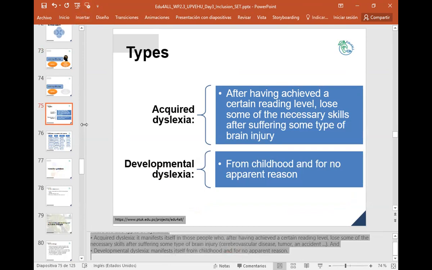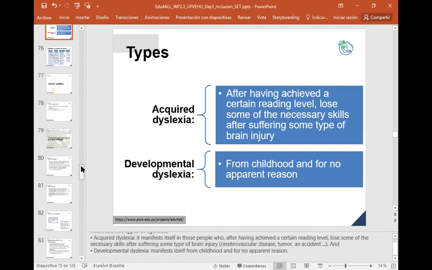There are two types of dyslexia. Acquired dyslexia manifests itself in those people who, after having achieved a certain reading level, lose some of the necessary skills after suffering some type of brain injury, cerebrovascular disease, tumor, or an accident. And developmental dyslexia manifests itself from childhood and for no apparent reason.